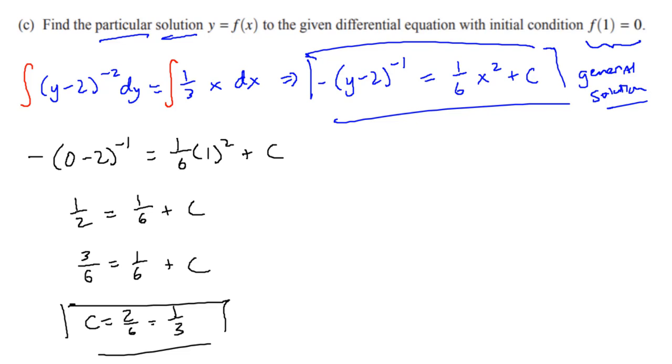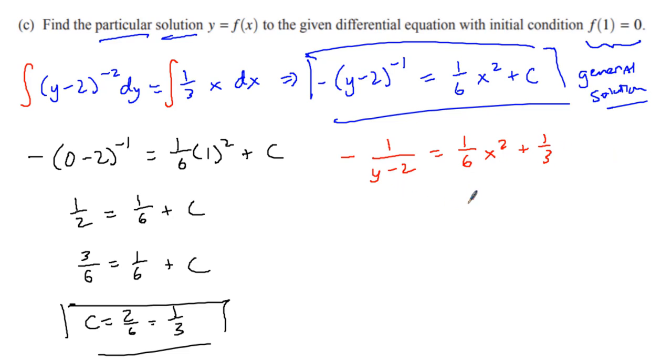Now I have to finish this out and find my particular solution. So I go back to my general solution. I know this is negative 1 over y minus 2, because that's y minus 2 to the negative 1 power, equals 1/6 x squared plus 1/3. Okay, so I've got to clean this up a little bit. We're not done yet. We've got to clean this up and solve for y. We've got to get everything over to the other side to solve for y.